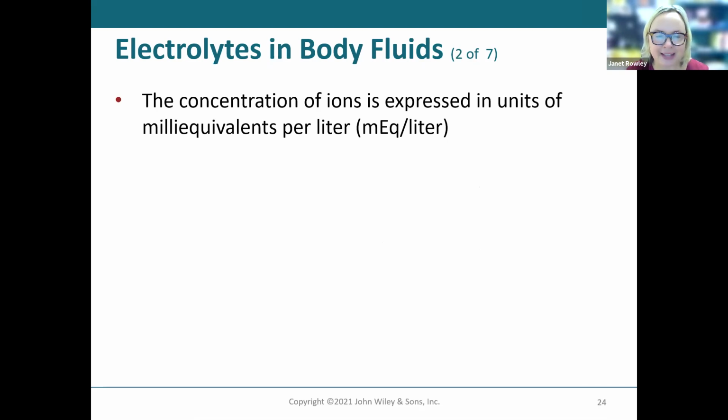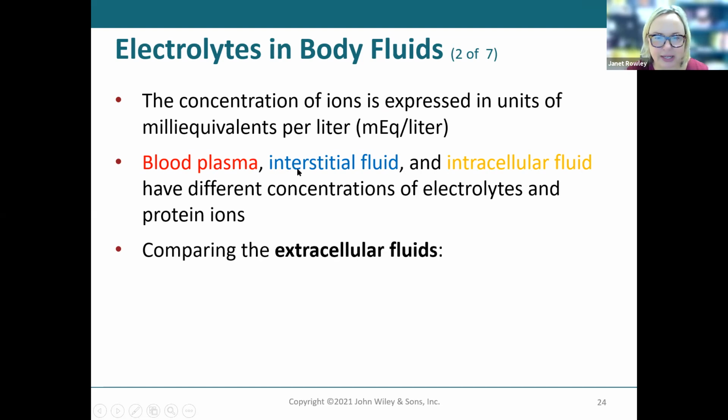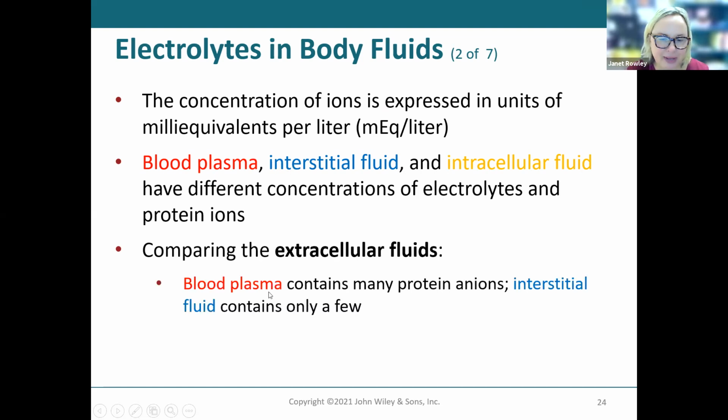Concentrations of ions are expressed in units of milliequivalents per liter. Blood plasma, interstitial fluid, and intracellular fluid have different concentrations of electrolytes and protein ions. So again, these are the three body fluid compartments we're going to talk about, and we're going to learn what's going on in each one of them as far as different major electrolytes and proteins. When we compare the extracellular fluids, which are blood plasma and interstitial fluid, blood plasma has many protein anions, and interstitial fluid has only a few.